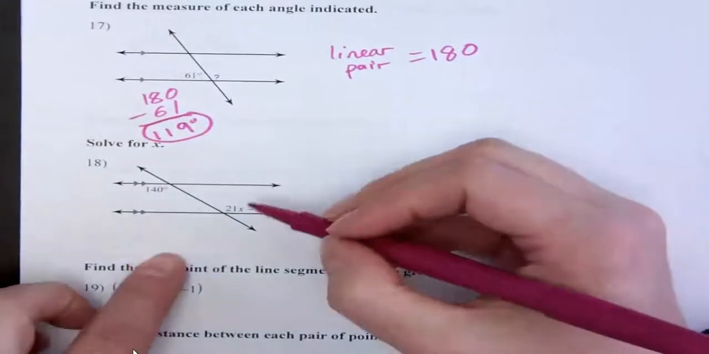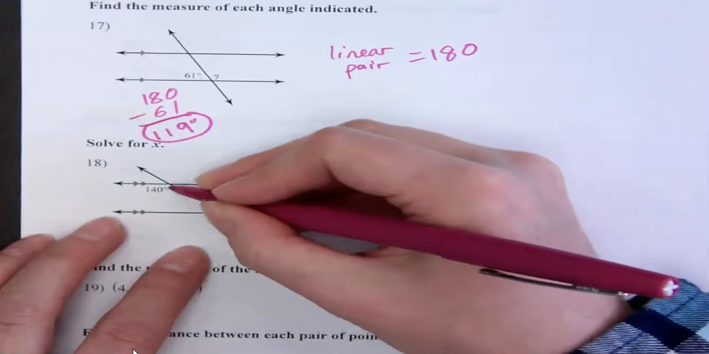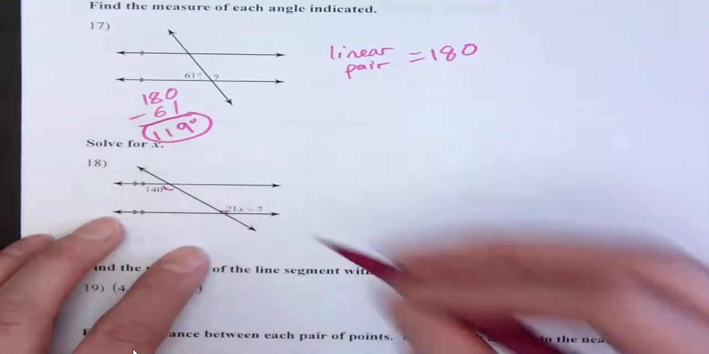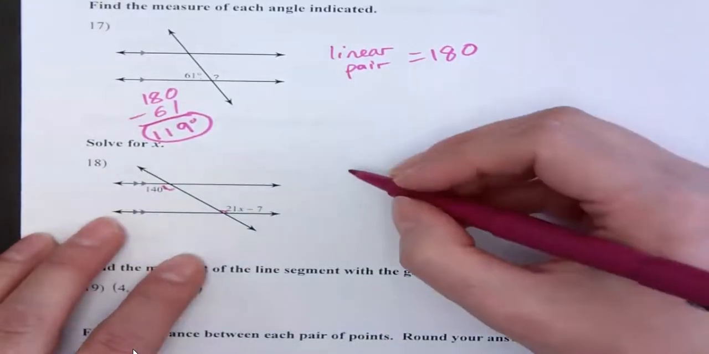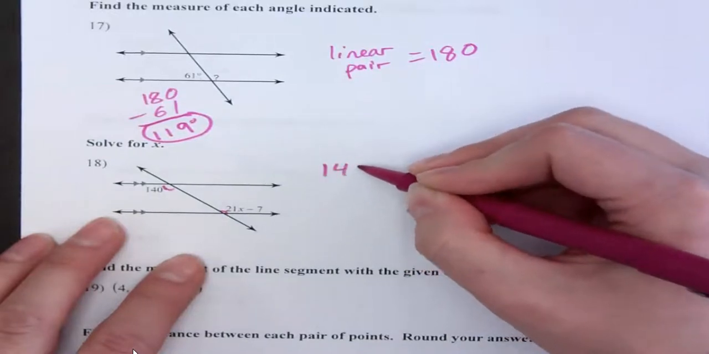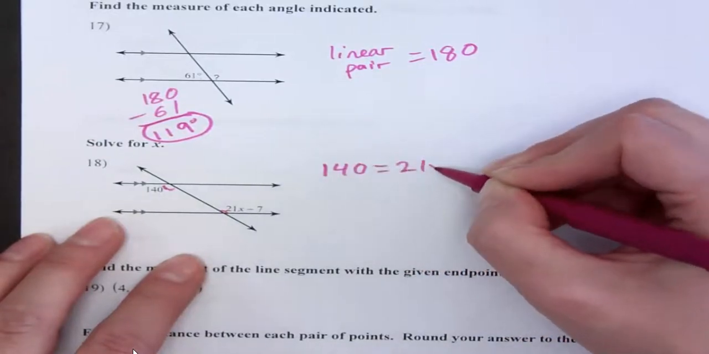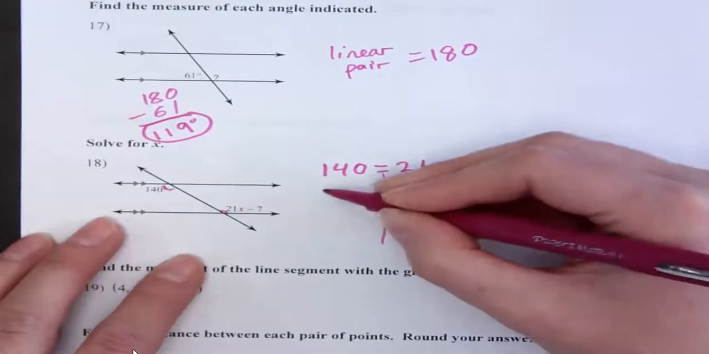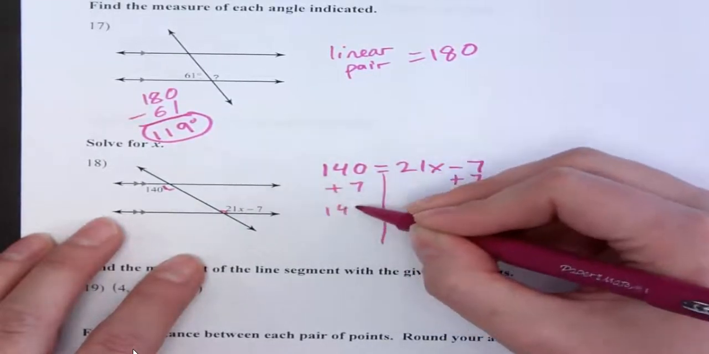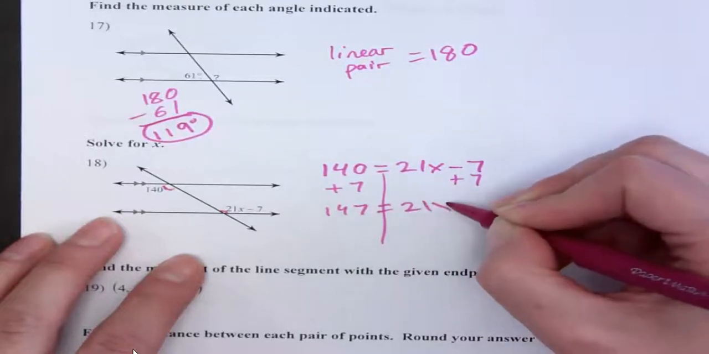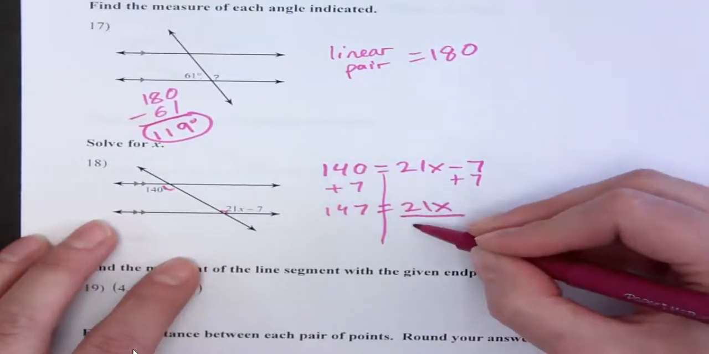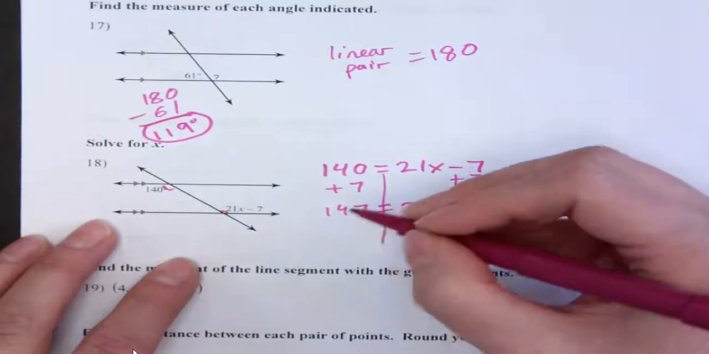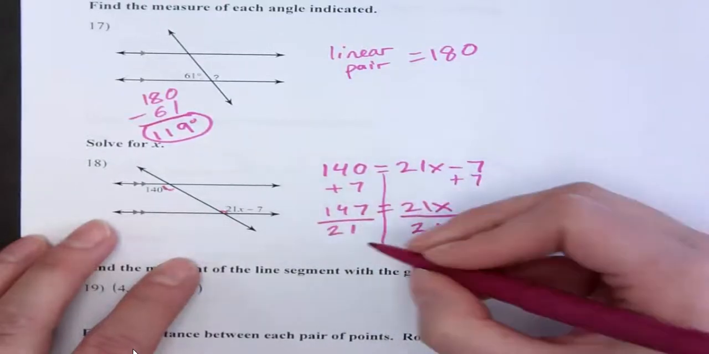Now I have x involved, and I look, this is an obtuse angle, an obtuse angle. Anytime we have alternate interior or alternate exterior, they equal each other. And so I'm just setting up 140 equals 21x minus 7. And then I solve. 147 equals 21x. Divide by 21 to get 7.